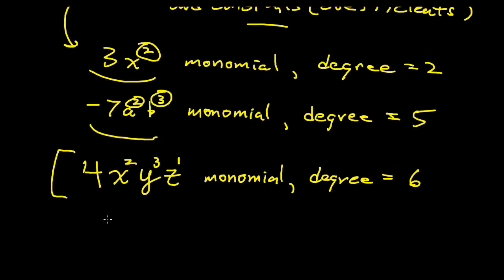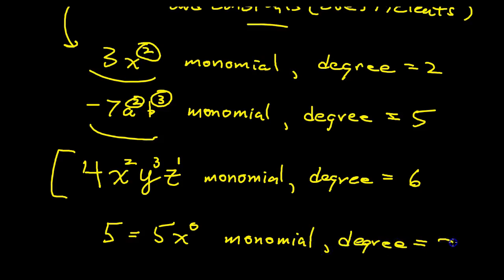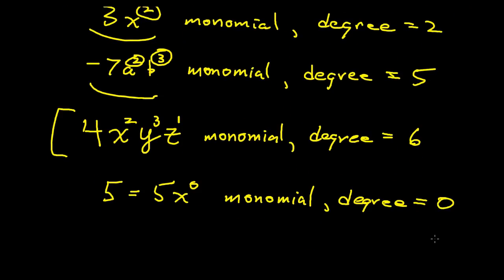Let's see, how about the number, let's say 5. This is also a monomial because I can rewrite 5 as 5 times x to the 0 power, can we not? Anything to the 0 power is 1, and 1 times 5 is, of course, 5. All right, so the constant 5 is also a monomial, and we call that degree 0. All right, so any number is also a monomial, right? Any constant is a monomial of degree equals 0.